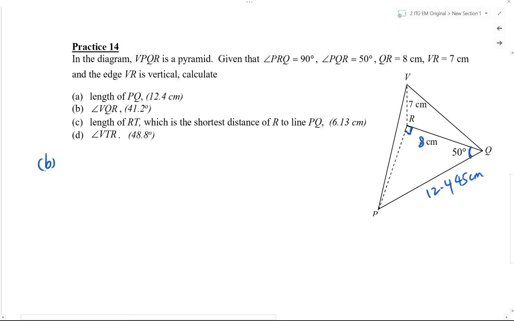Since VR is vertical, I am now going to draw the triangle VRQ. You tell me whether you try to visualize VRQ first. I'm going to draw it out for you. VR is a vertical line. So V, R over here. And I've got a side Q.